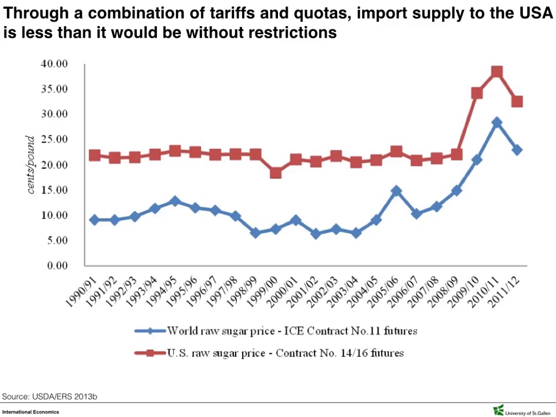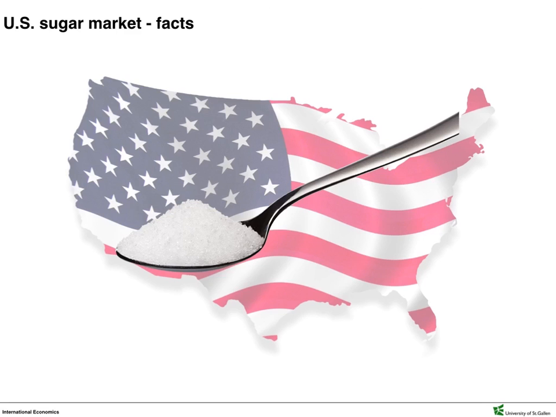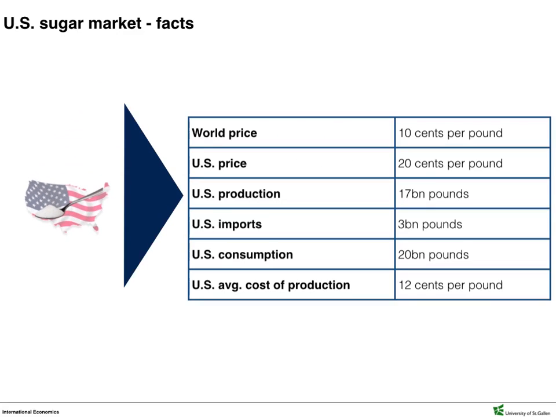We see the resulting sugar world price and the US price. The gap can be explained by simple supply and demand models based on some input data. The input data we have is actually not too far off reality and provides an idea about US consumption, domestic production, and the imports under the tariff quota regime. Let's now look at the model.